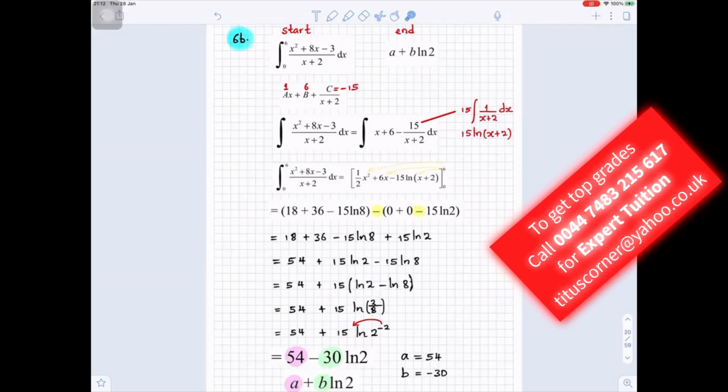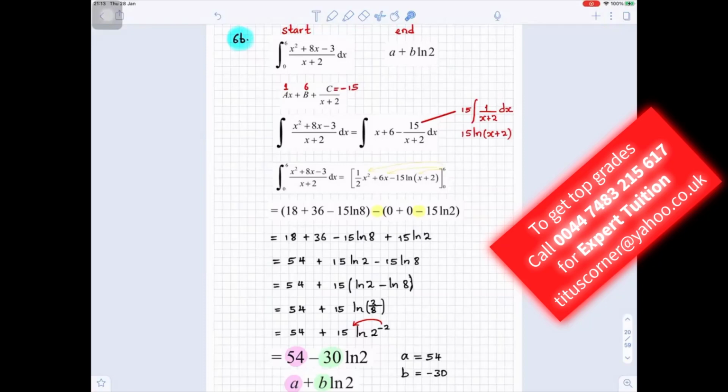When you integrate 15 over x plus 2, you can take 15 out of the bracket. It becomes the integral of 1 over x plus 2. The integral of 1 over x gives you ln of x plus 2, and then there's times 15. So you get 15 times ln of x plus 2, and don't forget the minus. Now there's the limit from 0 to 6. We substitute in 6 first, and that gives you 18 plus 36 minus 15 ln 8. After that, 0 will go in, so you get 0 plus 0 minus 15 ln 2.